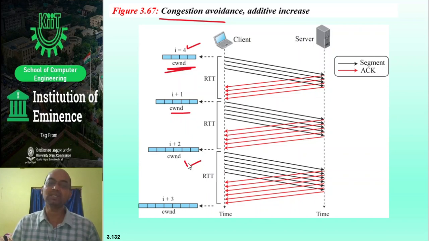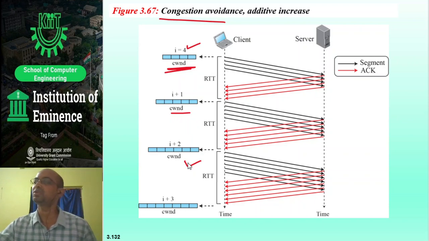That means once slow start is over, the congestion window will not increase by CWND plus 1 for each acknowledgement. It will increase by CWND plus 1 by CWND. That means only if all the packets are acknowledged will it be incremented by 1. So this type of progress is called congestion avoidance. This is called additive increase.